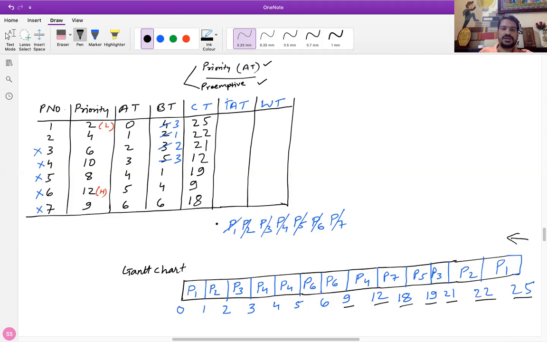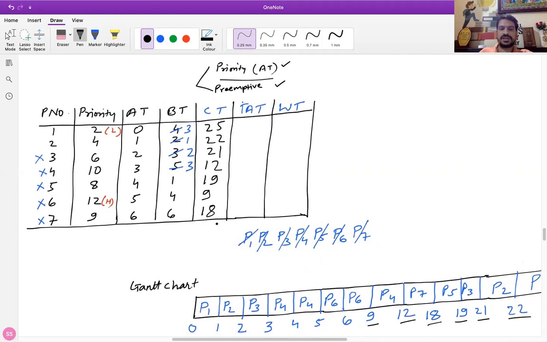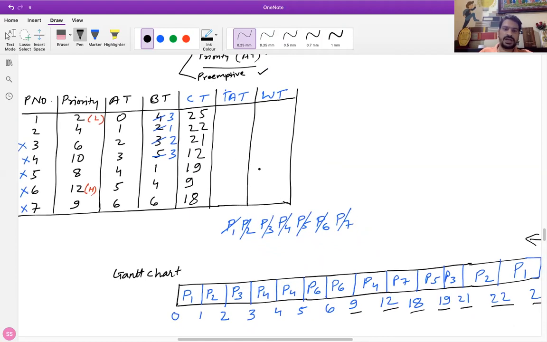Now after that, we'll calculate the turnaround time. How will we calculate it? You all know the method to calculate turnaround time. I'm just writing the formula: turnaround time is completion time minus arrival time. So completion time is 25, arrival time is 0, so it will be 25. 22 minus 1, it will be 21. 21 minus 2, it will be 19. 12 minus 3, it will be 9. 19 minus 4, it will be 15. 9 minus 5, it will be 4. 18 minus 6, it will be 12. So these are all the turnaround times of the processes.